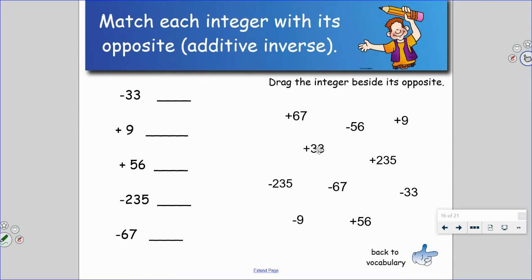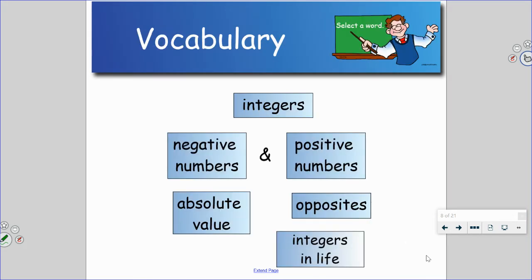All right, so you're back. You're supposed to be matching all the numbers with their opposites. It should be of no surprise. -9 is the opposite of +9. -56 is the opposite of +56, and +235 the opposite of negative 235, as well as the others. Pause the video if you need to check your answers, fix anything, come on back when you are ready.